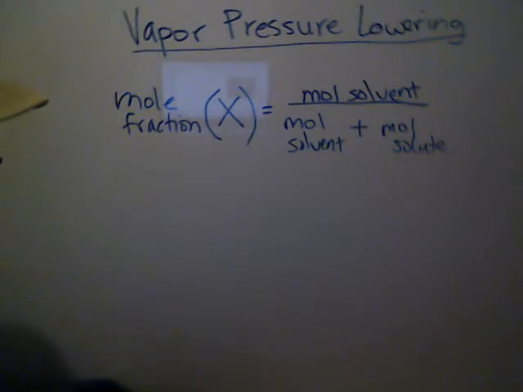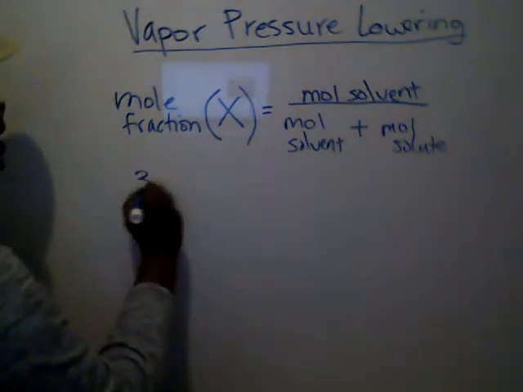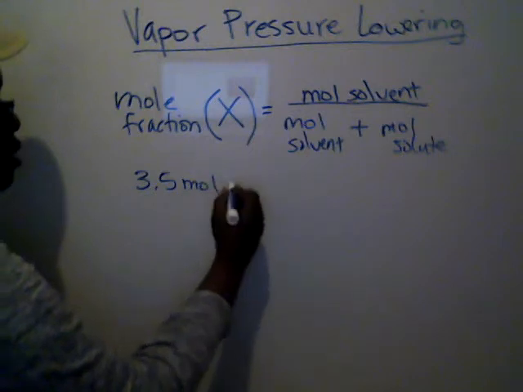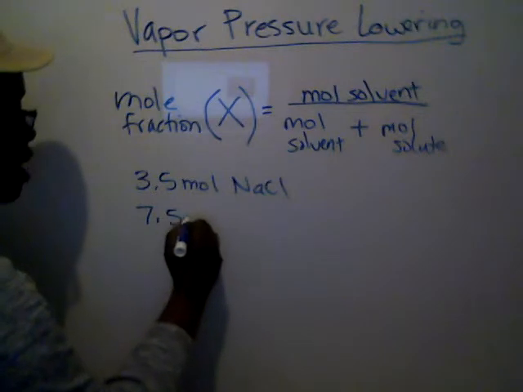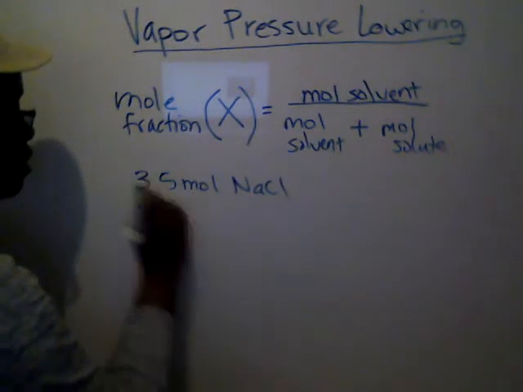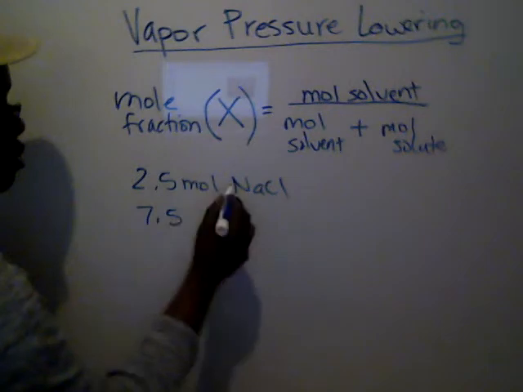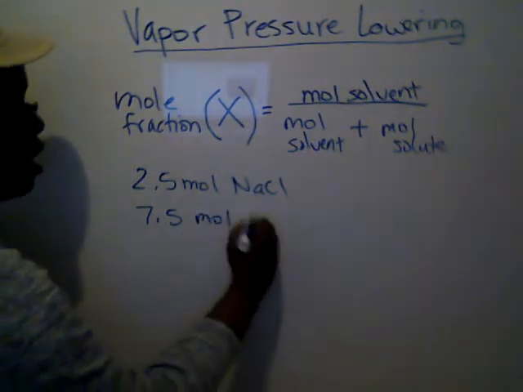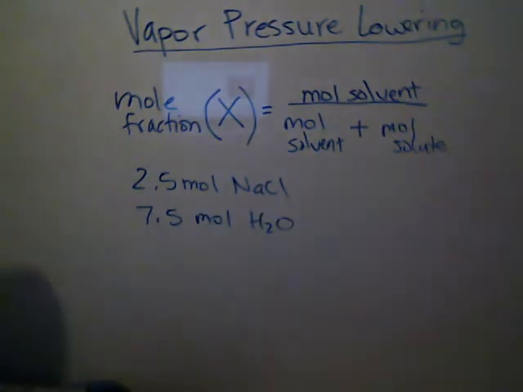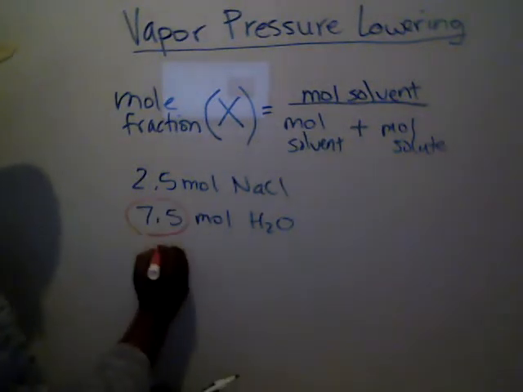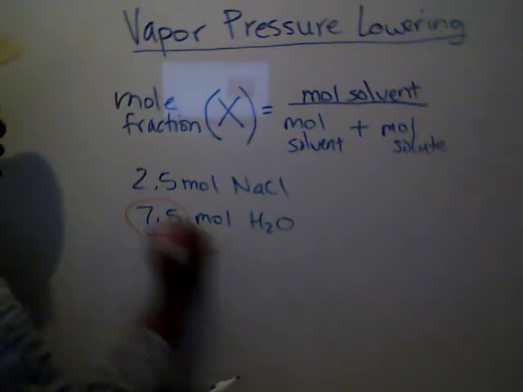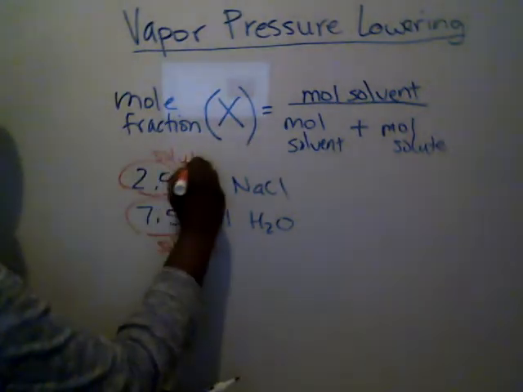So I'm going to put a bunch of numbers up here. So let's say we have 2.5 moles of NaCl and 7.5 moles of H2O. Okay. Well, we know the larger number is going to be our solvent. So because the 7.5 is clearly bigger than 2.5, this information is for our solvent. This one is the lower number. This is going to be our solute.